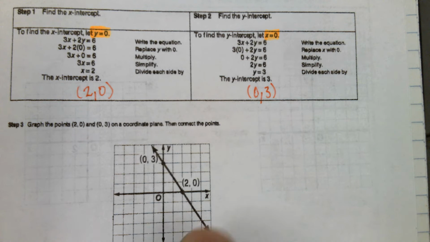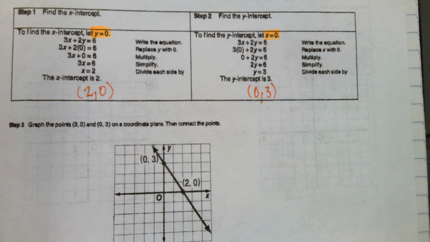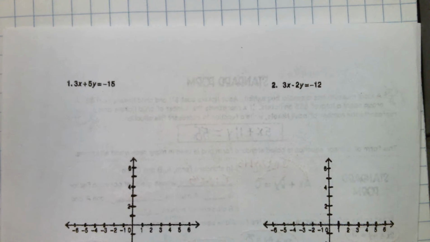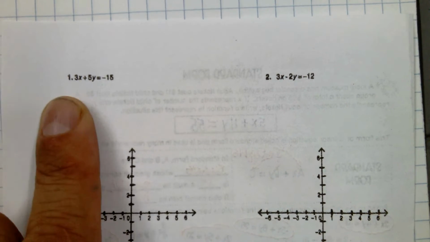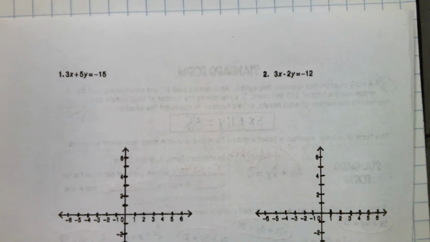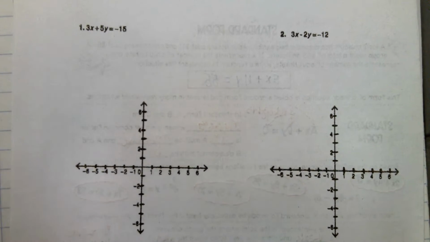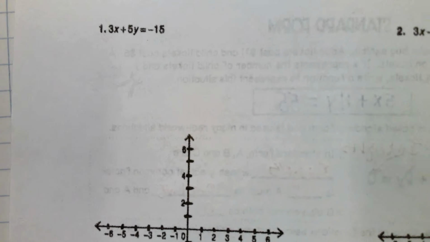Let's do this. We're going to practice this. Okay? You guys ready to go on to the next page? All right. So we're going to be graphing equations. Okay. So here we are. This is our first equation we're going to graph. 3x plus 5y equals negative 15. Let me zoom in a whole lot more so we can see this.